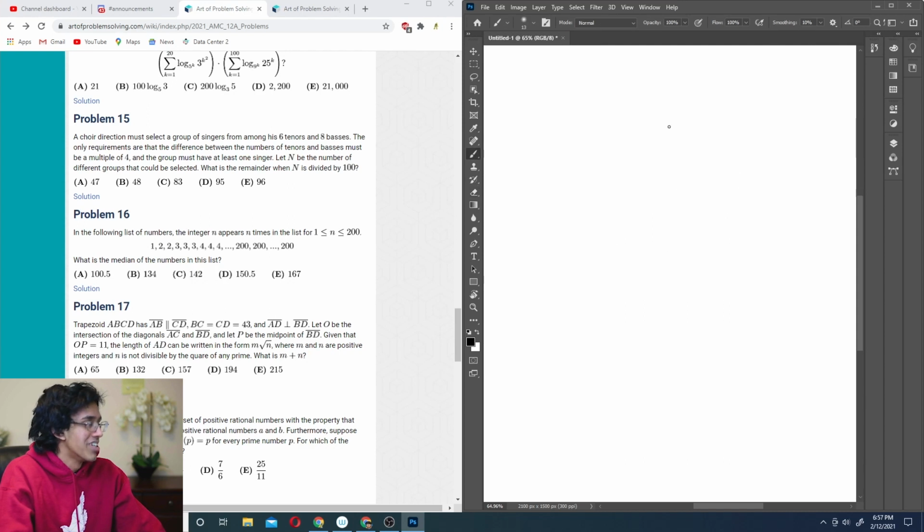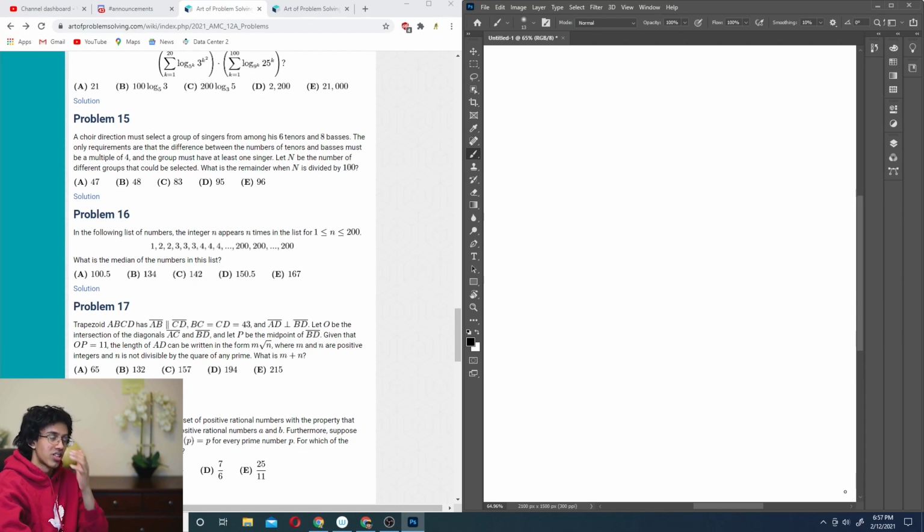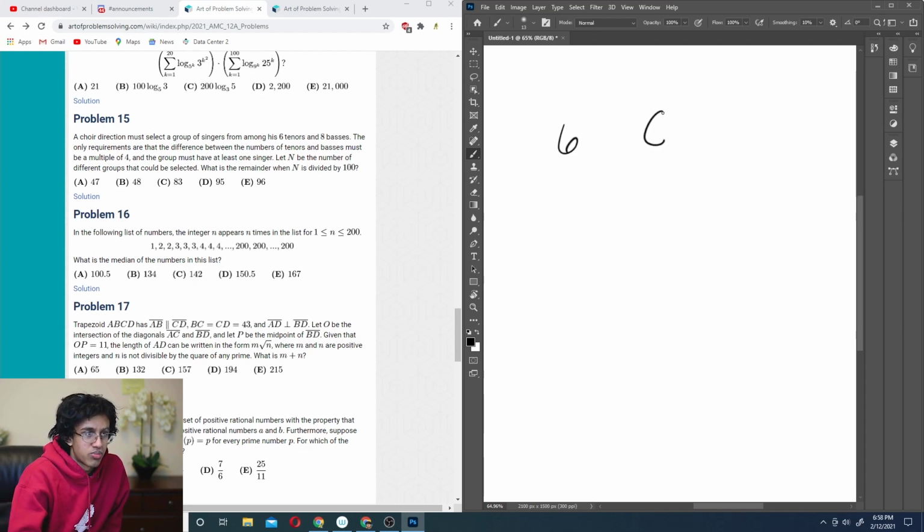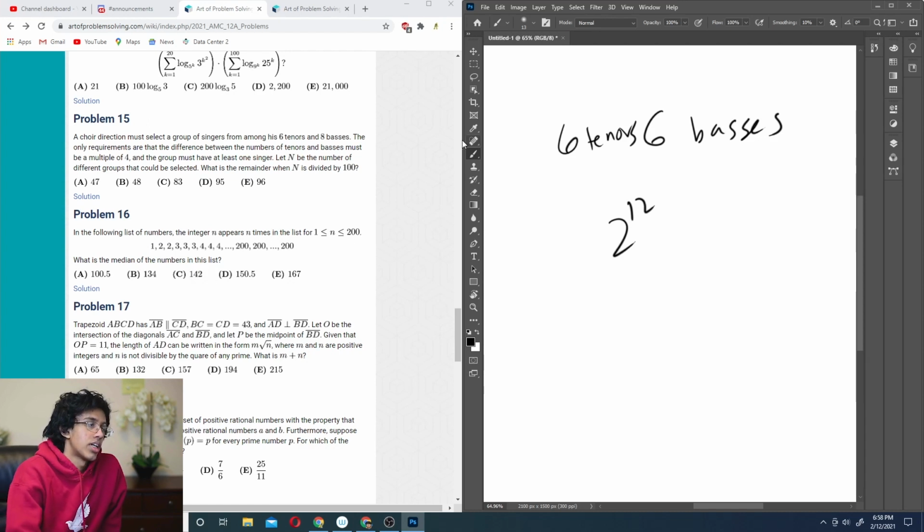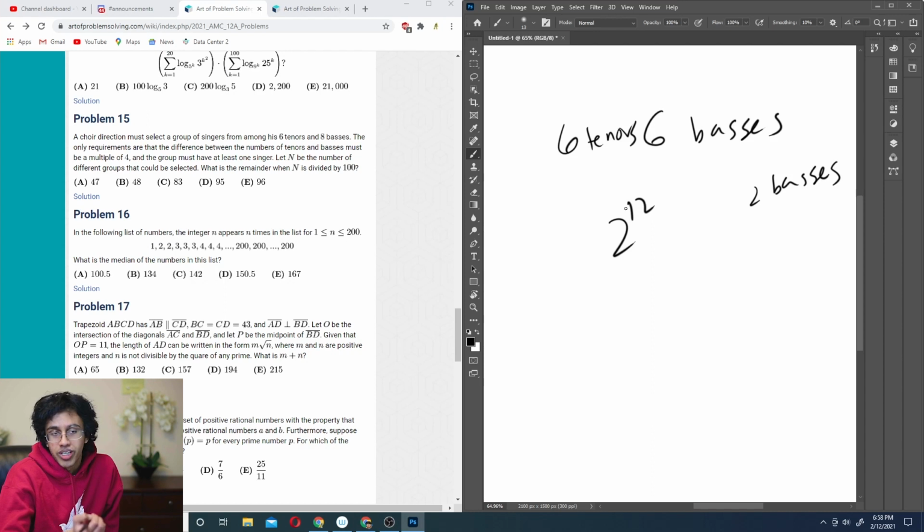Okay, well, let's do it. Well, okay, now I kind of know the smart way to do it. I basically did casework on the number of tenors, right? I did 0 through 6 tenors, and I did the casework and summed it up, which was not hard, but it took a while. But the smart way to do it is, you just select 6 tenors, 6 bases, right? And you just select any subset of them, right? So you just take 2 to the 12, that's how many ways there are to take a subset of them, and then you have 2 bases left over, right? So the difference between tenors and bases has to be within 2 of a multiple of 4.